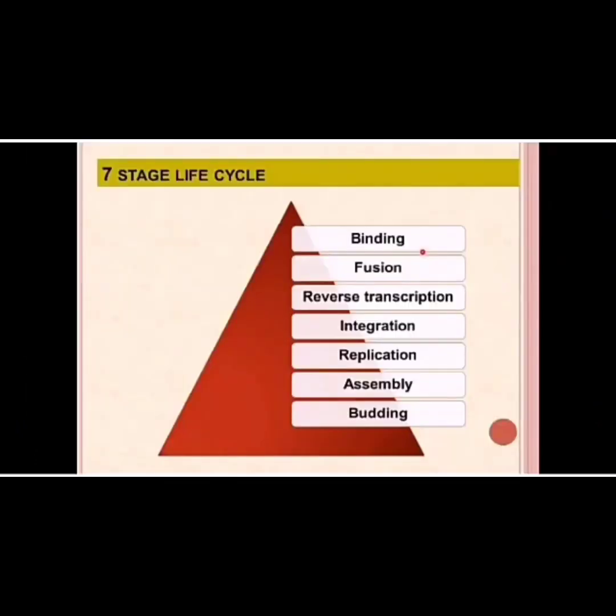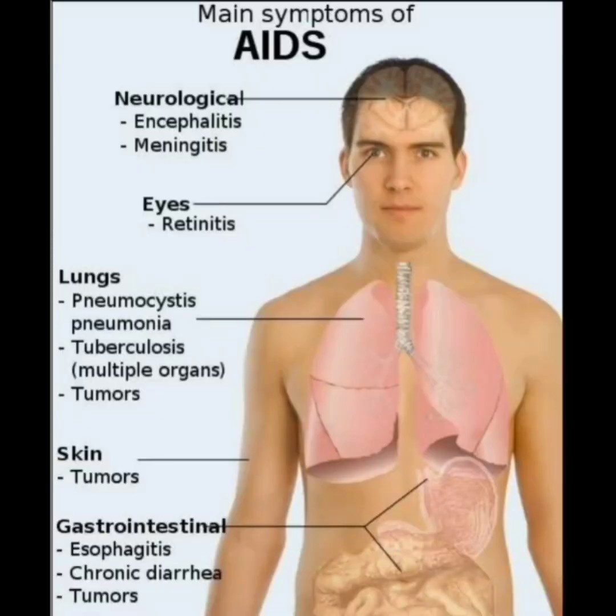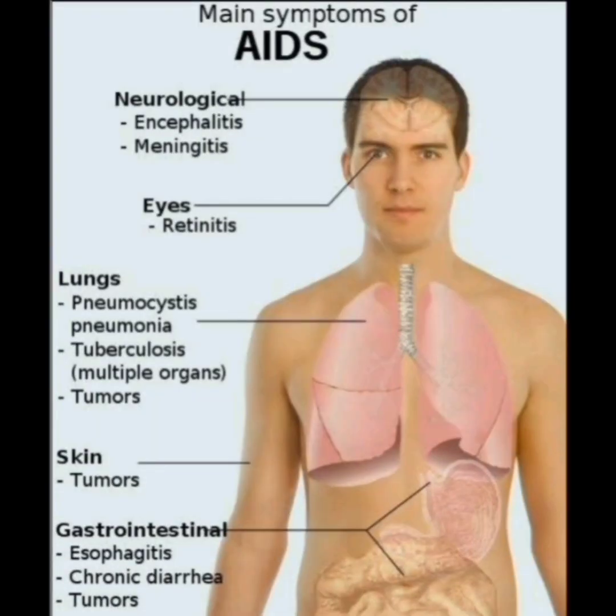The 7 stages of the life cycle: binding, fusion, reverse transcription, integration, replication, assembly, budding. Signs and symptoms of HIV: fever, swollen lymph nodes, night sweats, mouth ulcers, fatigue, chills, muscle aches, rash. Main symptoms of AIDS include, in the neurological system, encephalitis and meningitis; in the eyes, retinitis; in the lungs, pneumocystis pneumonia, tuberculosis, tumors; in the skin, tumors; in the gastrointestinal system, esophagitis, chronic diarrhea, tumors.